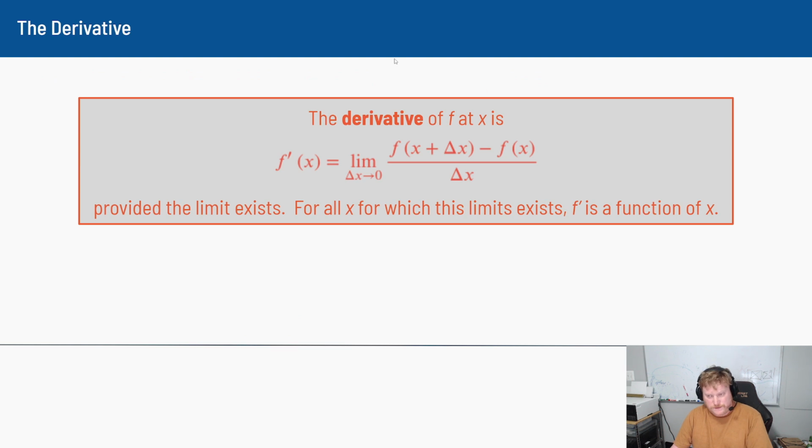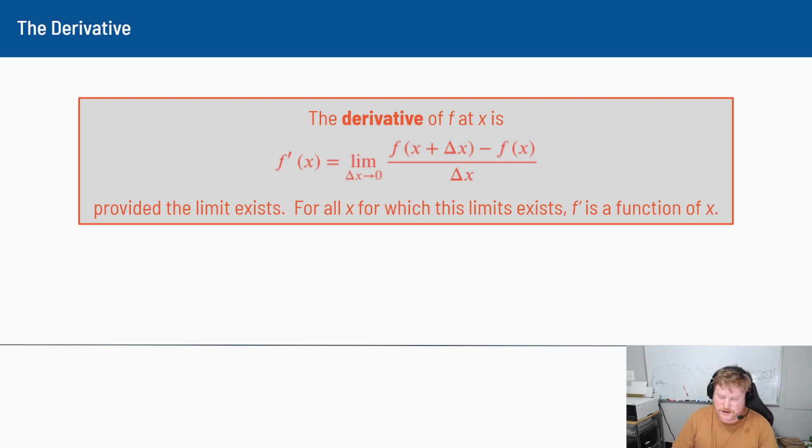So the derivative of f at x is defined as f prime. That's what this notation is read as, f prime of x, being equal to the limit as delta x approaches 0 of f of x plus delta x minus f of x over delta x.